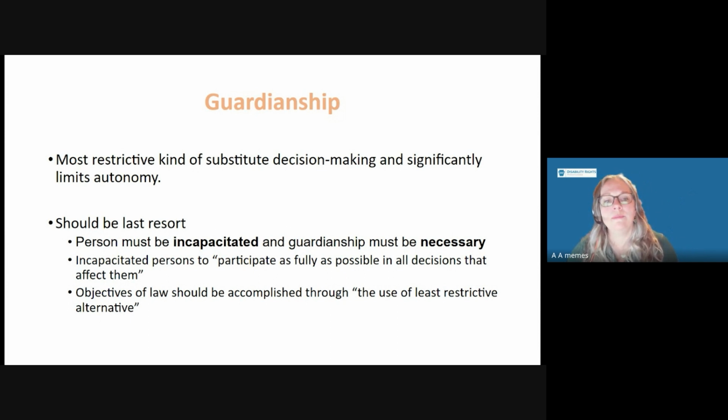It really is restrictive. That kind of substitute decision making really limits people's autonomy, because the scope of what a guardian can do in terms of decision making is potentially very broad, depending on the order that is entered. We talked about this a little bit already. Should be the last resort. Even guardianship law itself talks about people that don't have capacity to make decisions should still be able to participate as fully as possible in decision making, and that guardianship should not be used if there are least restrictive alternatives that are available. And those are the kinds of things that we've talked about tonight.